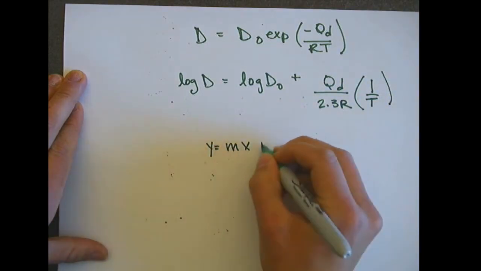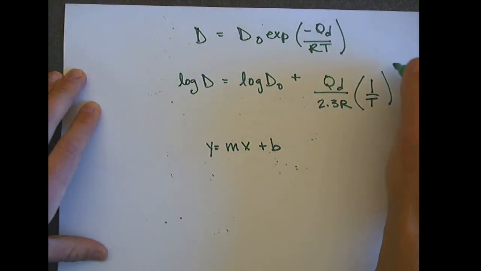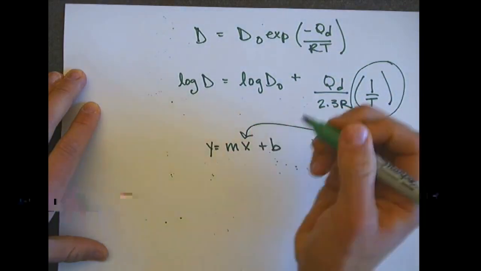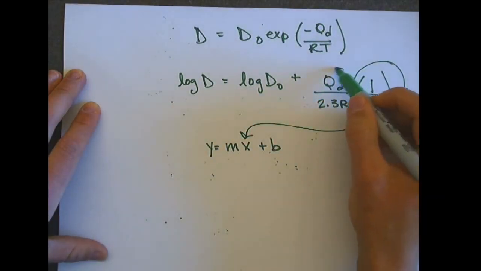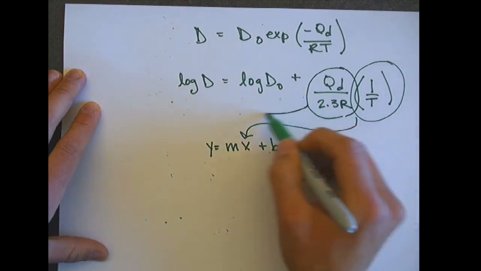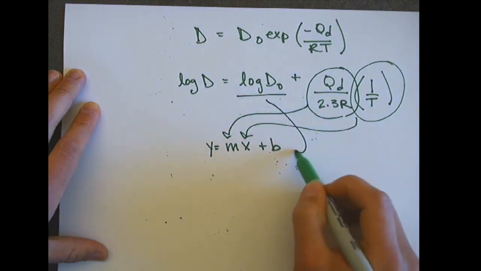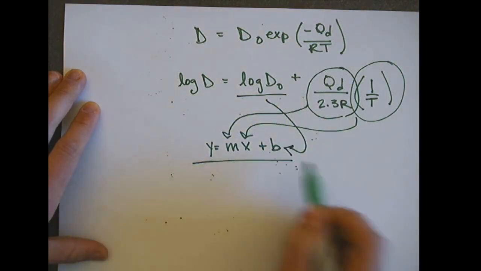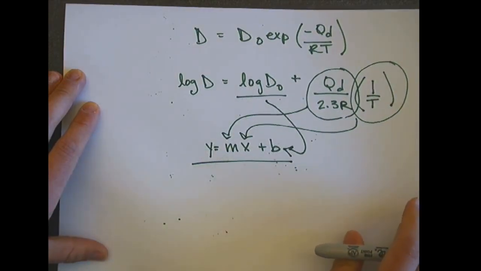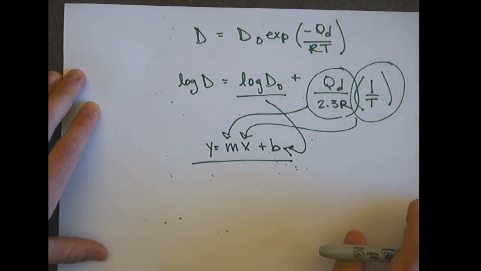Now we want to make it look linear, y equals mx plus b. So we know that the 1 over T is going to be our x. That's what we vary. The Q_d over 2.3R is our slope. And then the log D_0 is going to be our y-intercept. So now we have a linear equation.